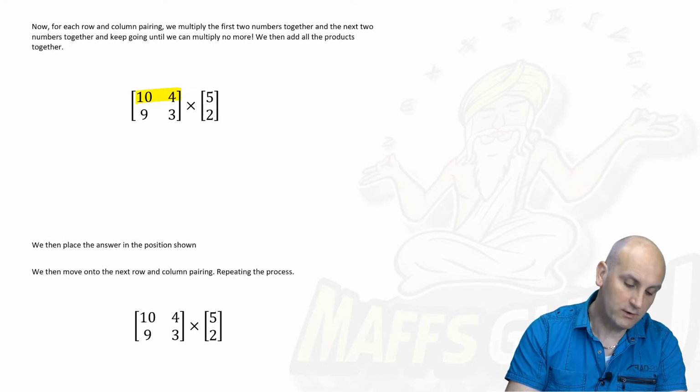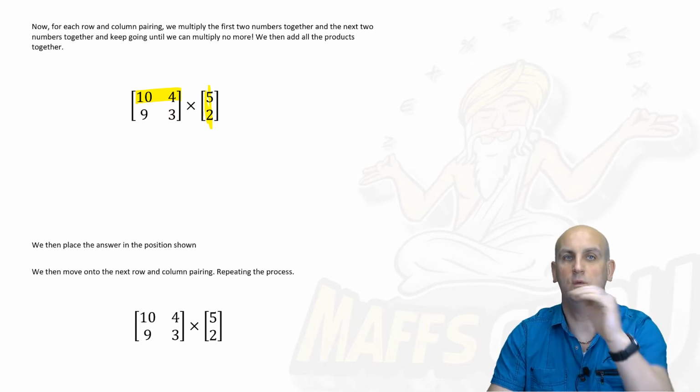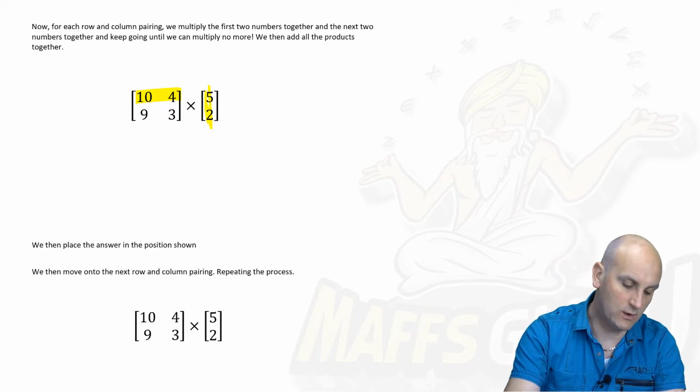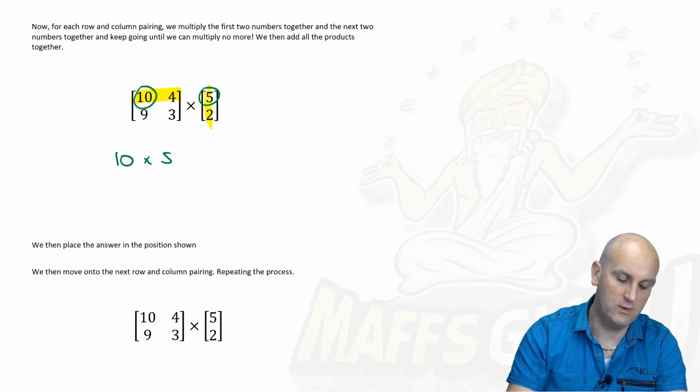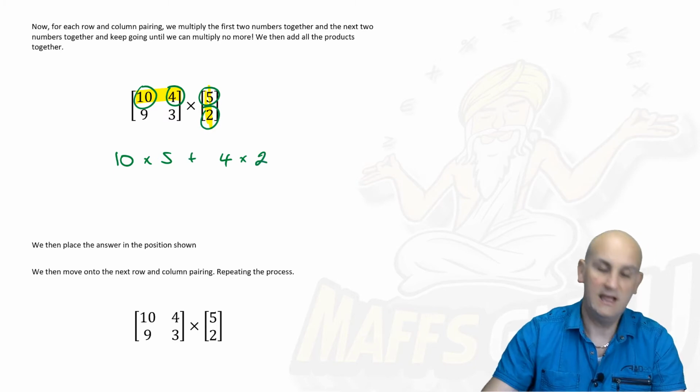Let's look at the first row. So we've got the first row and the first column. As we move along a row, we move down a column. And so I'm going to write my numbers as 10 times 5. So I've paired the first number on the row and the first number on the column. And I'm going to pair the second number on that row and the second number on that column. And I simply add them together.